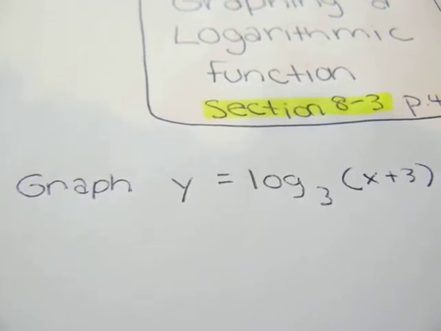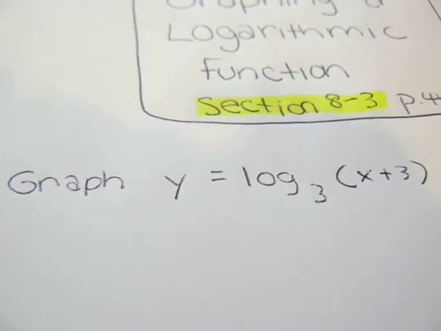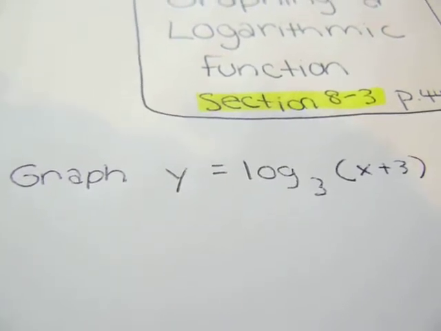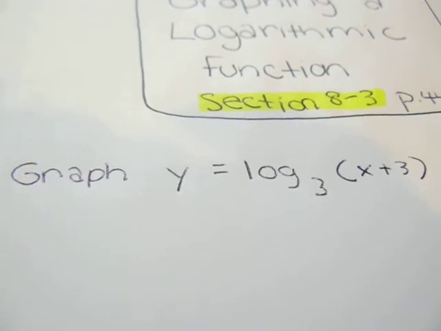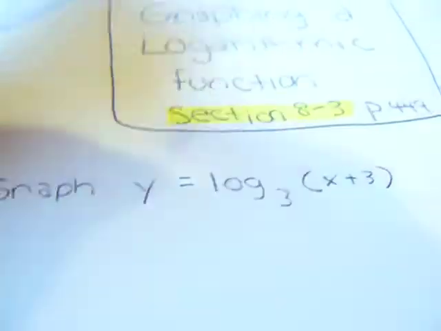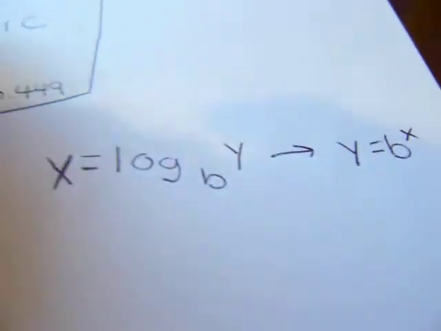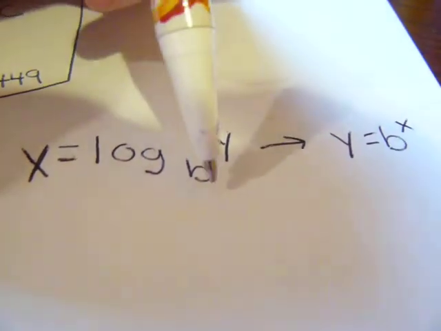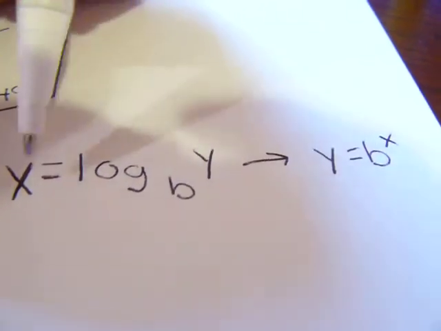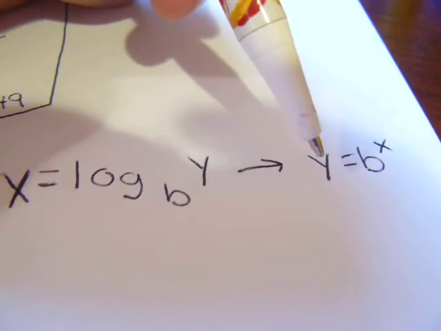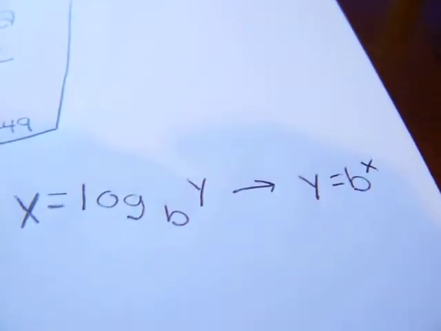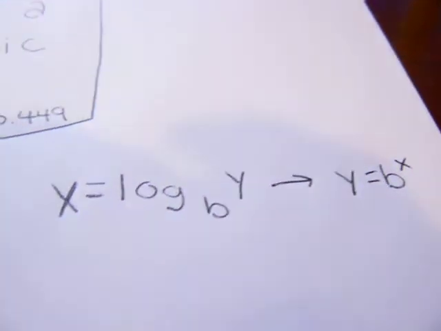There are two ways you can go about doing this. The one they teach you in the book is to use the parent function of a logarithmic function. However, another way to do it would be to undo this logarithmic equation, because we know that log base b of y is equal to x, and this equation is directly correlated with y equals b to the x. This can be found on page 447 if you need a refresher.